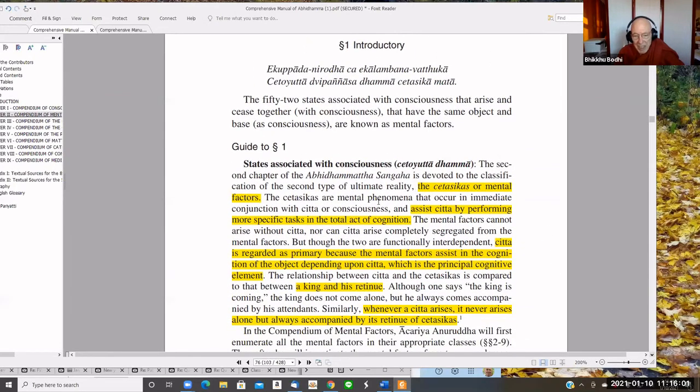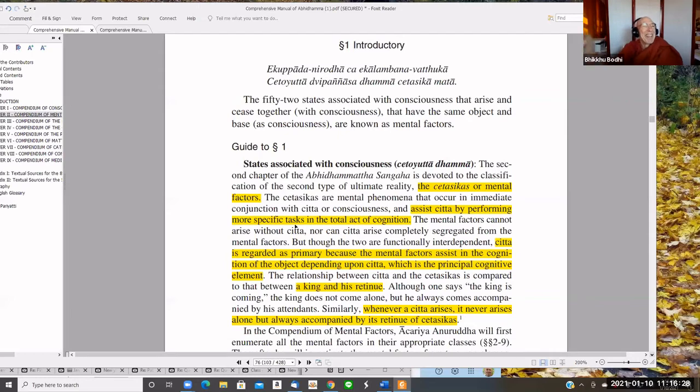And so the chaitasikas are mental factors that occur in immediate association with the citta, and they assist the citta by performing more specific tasks in the total act of cognition, of experiencing an object.